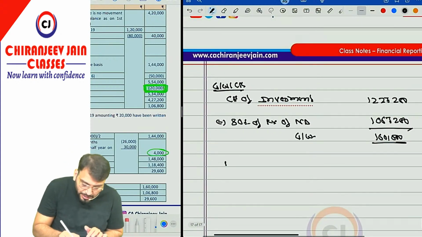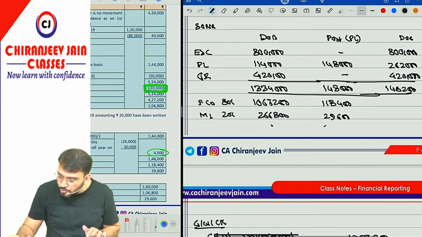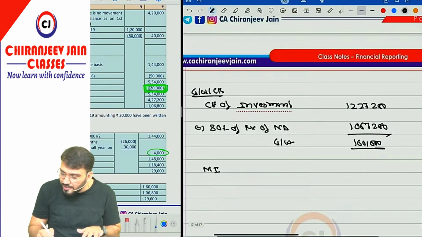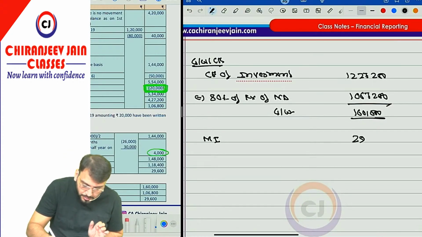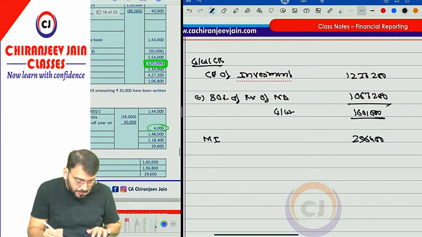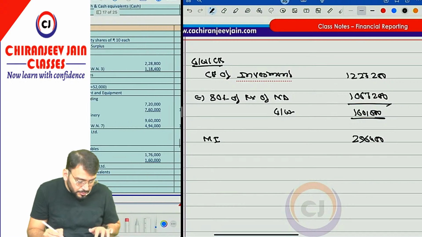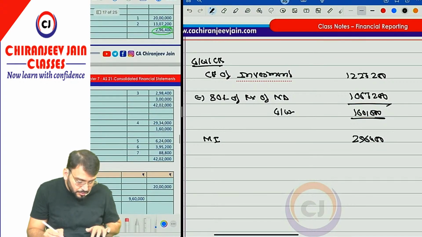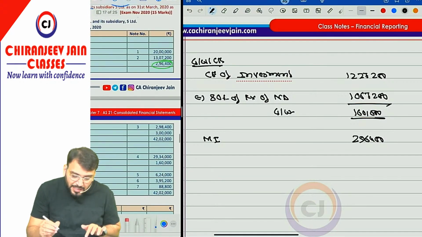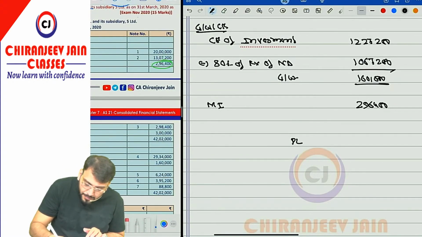Now I'll come to minority interest. Minority interest will be this plus this. You can add here 2,66,800 plus 29,600. So minority interest will be 2,96,400. Check karo in the balance sheet how much it is coming. Minority interest is coming 2,96,400. It is correct.